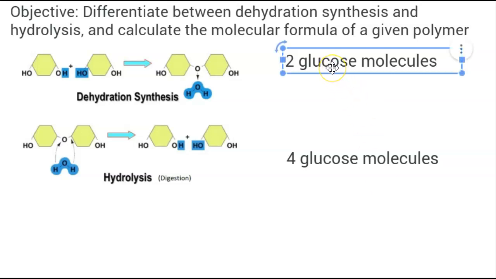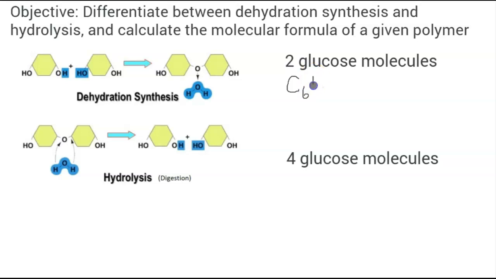So just to get you started, the molecular formula for glucose is C6H12O6. So that is your molecular formula for 1. So take a pause and then see if you can come up with the molecular formula for 2.